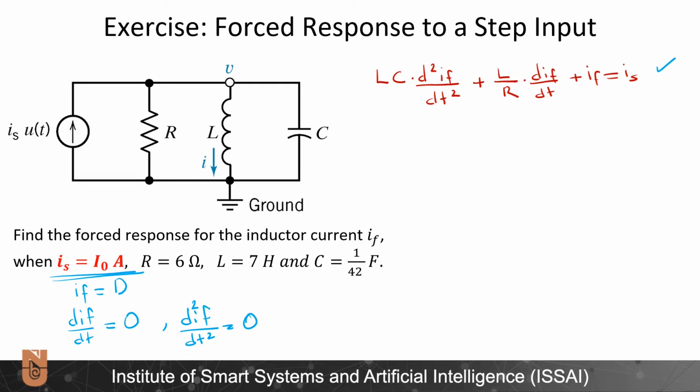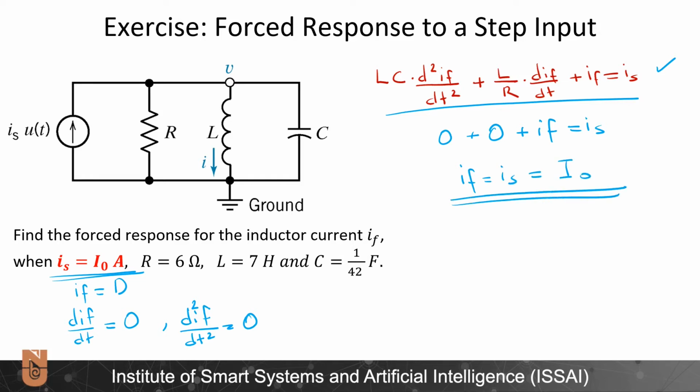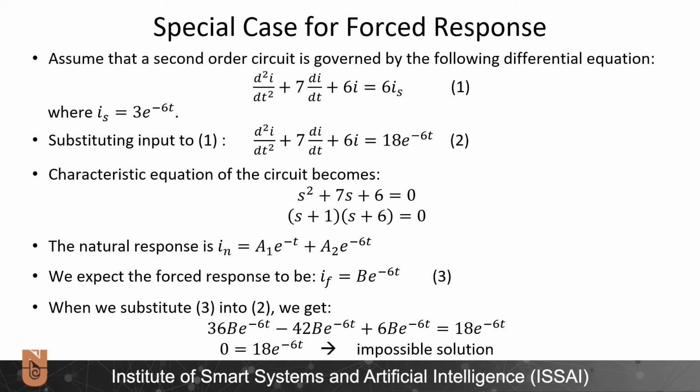Accordingly, I can write this equation here as 0 plus 0 plus i_f is equal to i_s, and accordingly I find i_f is equal to i_s, which is equal to I0. So it was easy to solve this circuit for this step input for the forced response. So basically, the output of the circuit for a step input is again a step with the same magnitude for this specific case. Let's cover an important special case for the forced response.